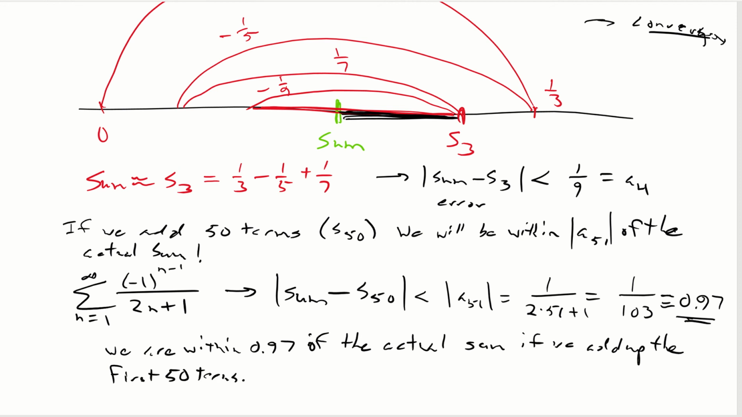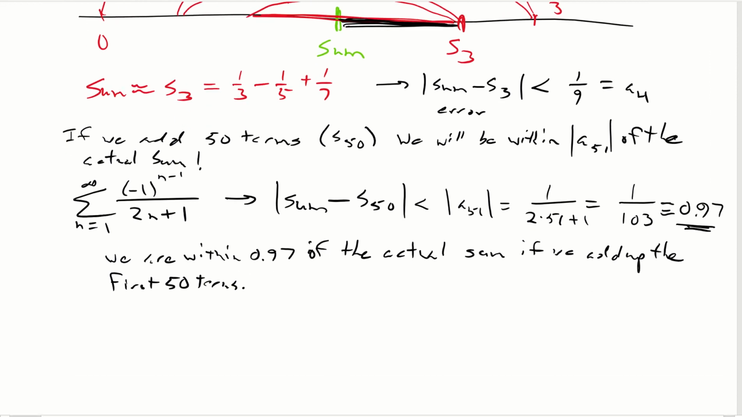That's not too impressive, 0.97. You're almost a full unit away from the sum. This guy bounces back and forth quite a bit. He has all the time in the world.